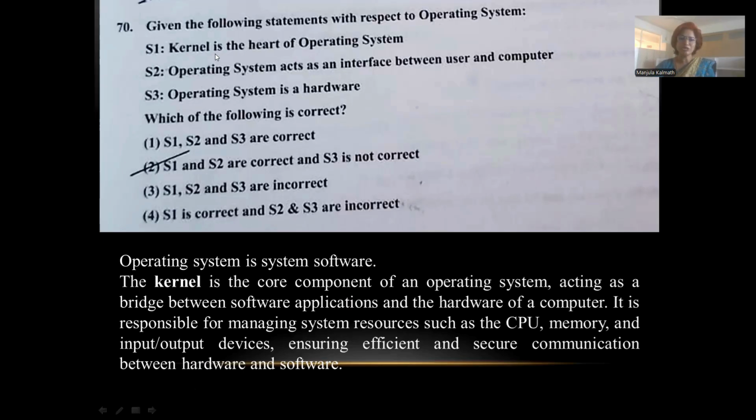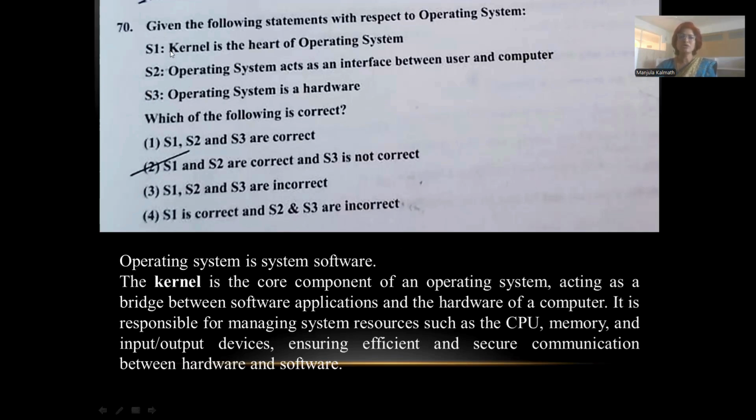Here we can use the elimination method. Many times it will be useful. Rather than selecting the useful option, we can go for elimination of the unwanted options. So yes, statement three, operating system is a hardware. How can we define the operating system here? Operating system is one of the system software. It is not a hardware. Software is nothing but a collection of programs. So this option is nowhere related to the operating system. Hardware is not concerned with the software here. We just have to remove S3.